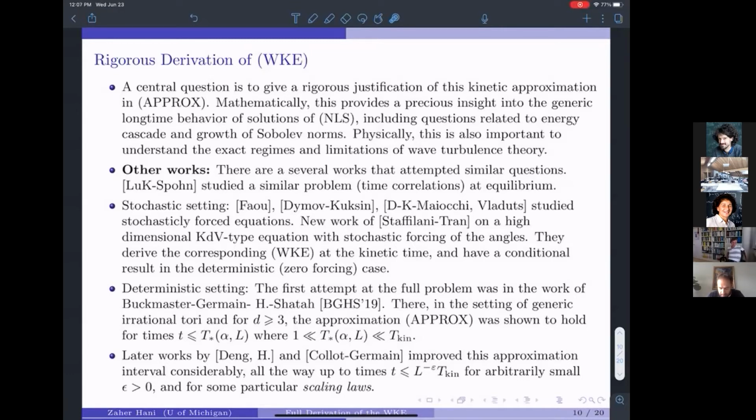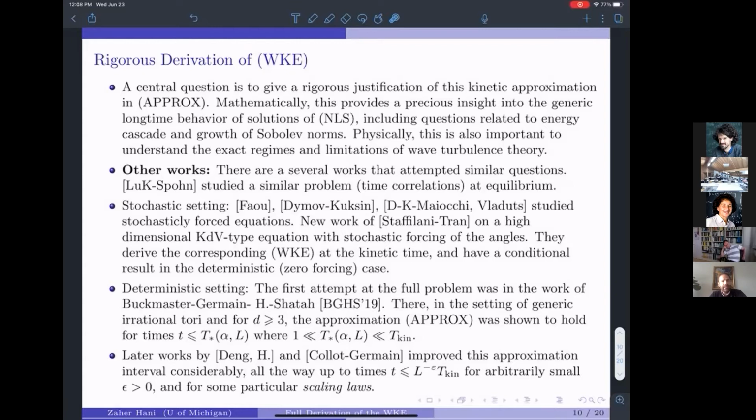Here I should mention a new, very nice and deep work of Staffilani and Tran, which I believe appeared on arXiv this week, but we received a version of it a few weeks ago. So there they basically took Faou's model, but they got to the end result basically. They consider a high dimensional KdV type equation with the stochastic forcing of the angles, again, the Stratonovich type forcing of the angles. And then they derive the wave kinetic equation at the kinetic time under this forcing. They even have a conditional result in the case of zero forcing, the deterministic setting, and they verified the needed condition for small perturbations of the equilibrium, which converge to the equilibrium in the limit that is taken.